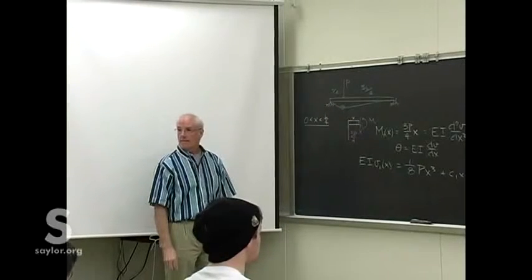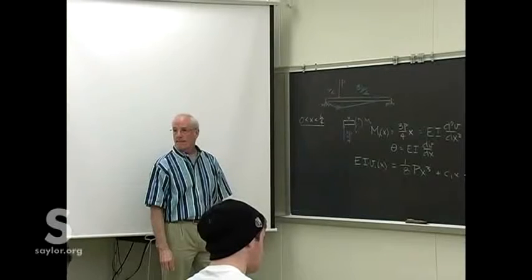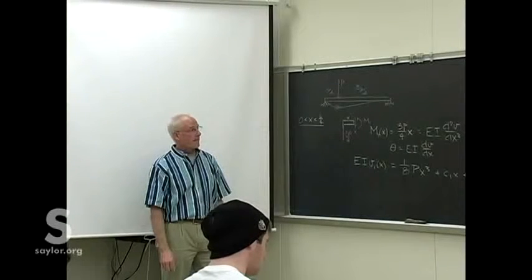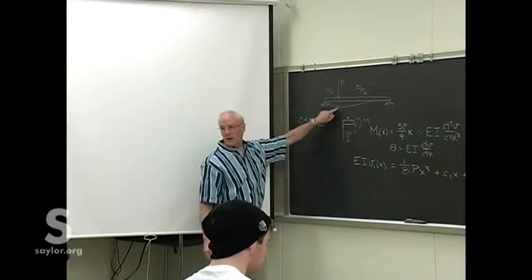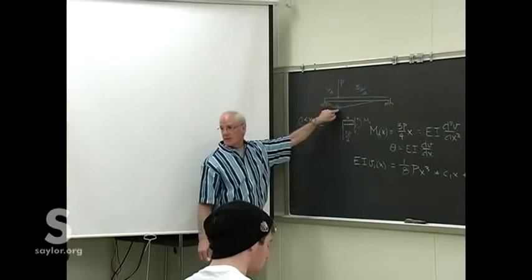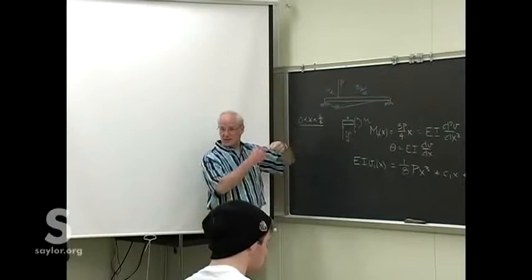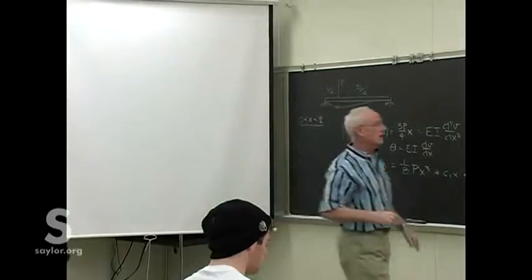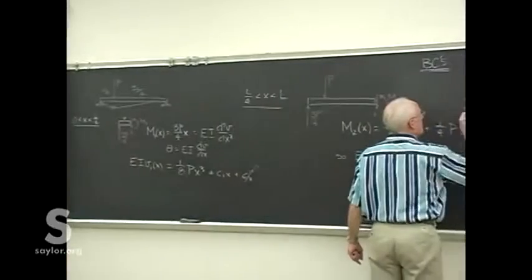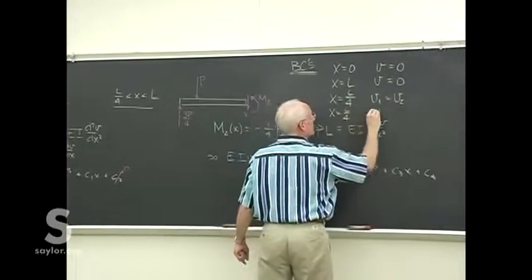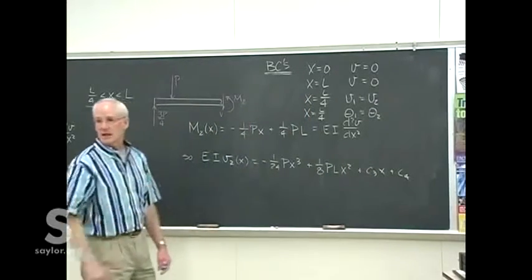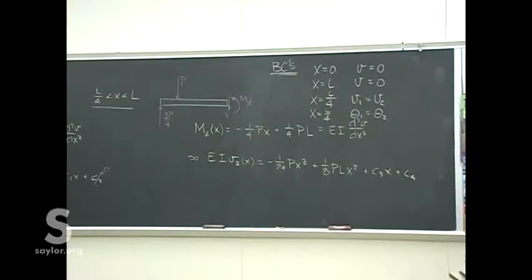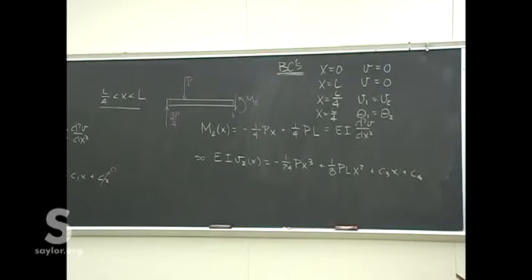David? At x equals L over 4, dv1 dx equals dv2 dx. In other words, at that point, these two curves have to have the same slope. Otherwise, there's a sharp bend in the beam and it's not an elastic beam. So at x equals L over 4, theta 1 equals theta 2. And that's what David said. He said dV dx 1 equals dV dx 2. So there's the 4 boundary conditions.